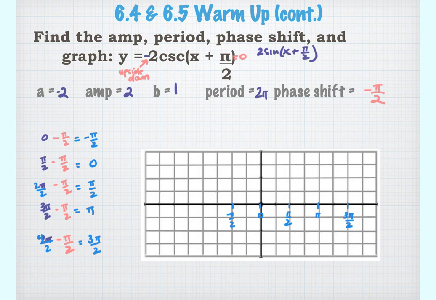My initial curve would start at 0, because it's sine. It would go down to negative 2 because it's negative. It would come up to 0, up to positive 2, and down. So this is my initial 1 period of sine reflected because of the negative on the front.